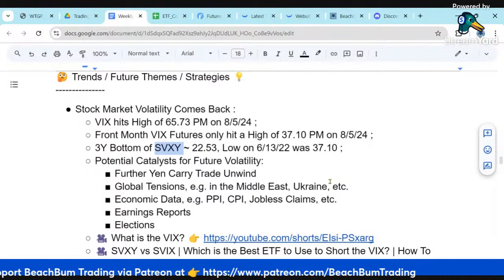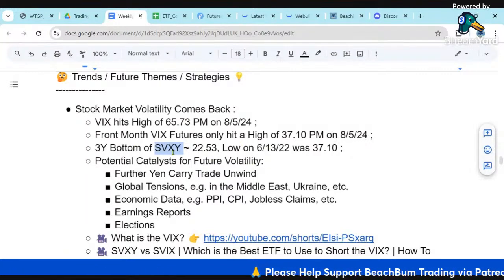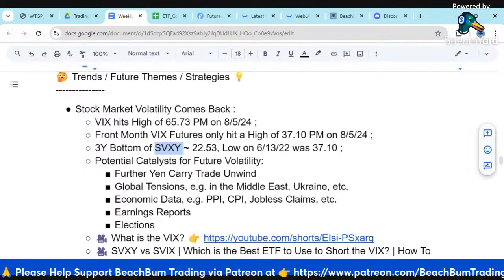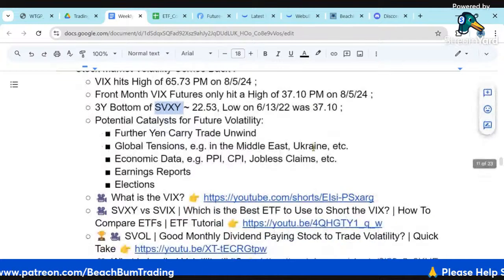SPXY, again, is the short on the VIX. And again, even though we saw a quick retracement of SPXY, we'll talk about SVOL again tomorrow, another short monthly dividend paying ETF that's short the VIX. So again, another way to make money trading the volatility using SVOL.